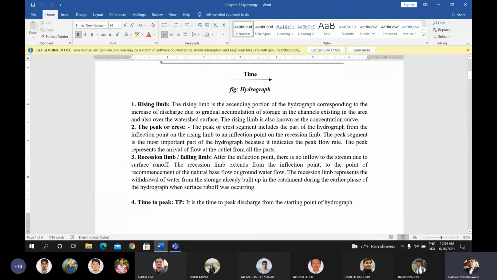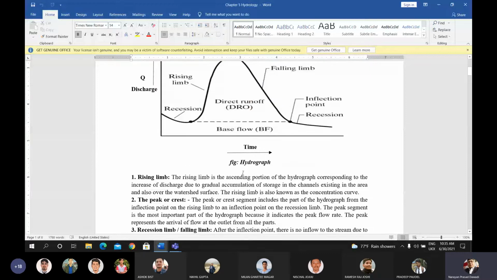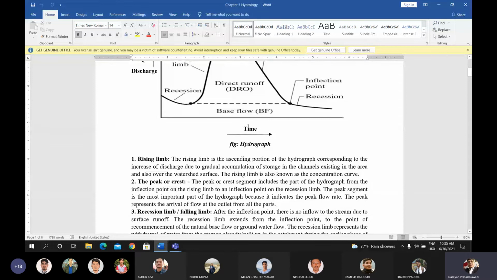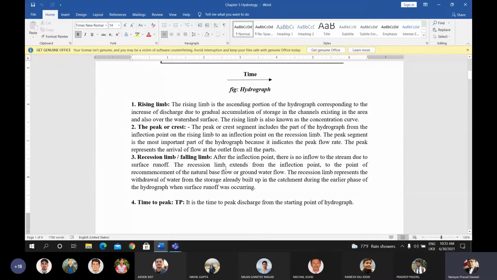Now the recession limb or falling limb. This is after the inflection point. After the recession point, there is no inflow to the stream due to the surface runoff. Only the inflow of water into the river will be due to the base flow contribution or delay flow contribution. The recession limb extends from the inflection point to the point of the recommencement of the natural base flow or groundwater flow.